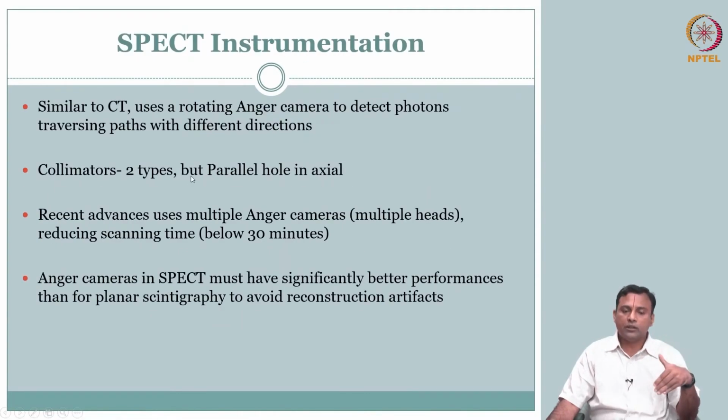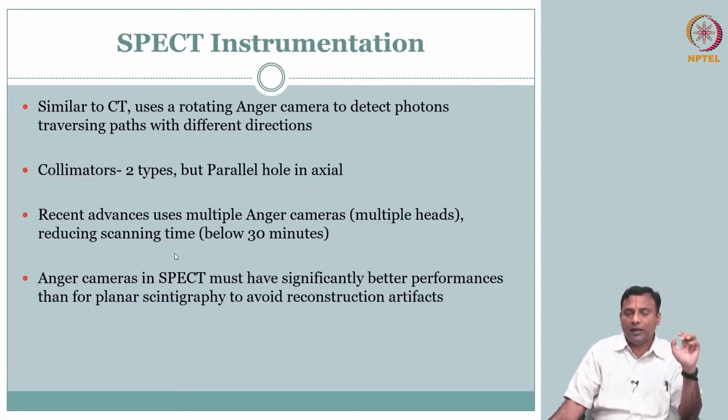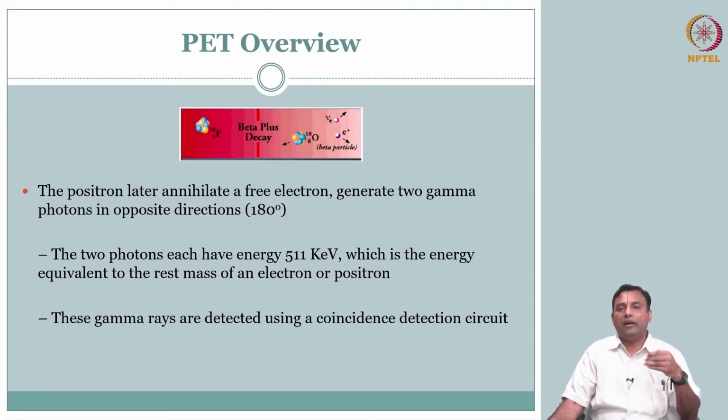So this is for your SPECT instrumentation. As you see, there is nothing new here. The data that we get, which is your gamma camera, you get the gamma rays detected. The gamma camera we did in planar scintigraphy. So from an instrumentation perspective, SPECT borrows heavily from your planar scintigraphy. So let's quickly look at PET also. That way we can get into imaging equations, and we can make the differences.